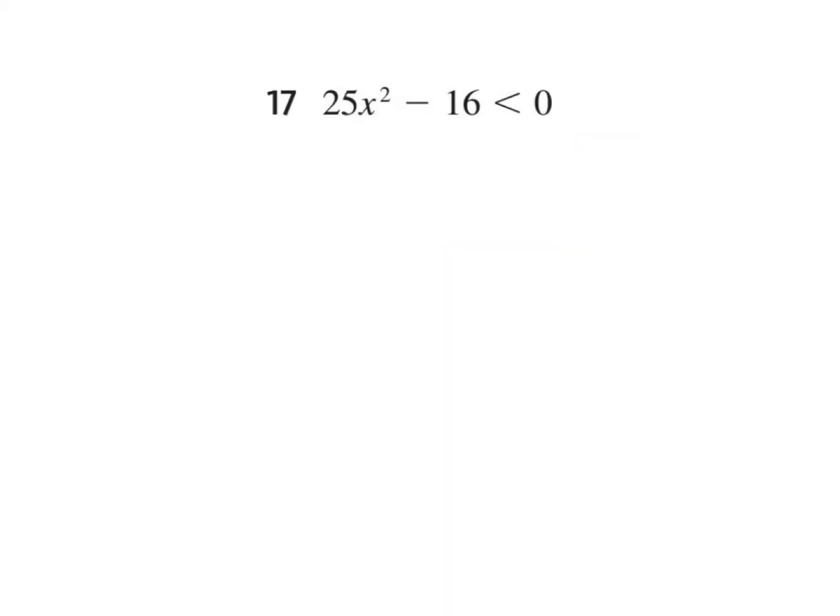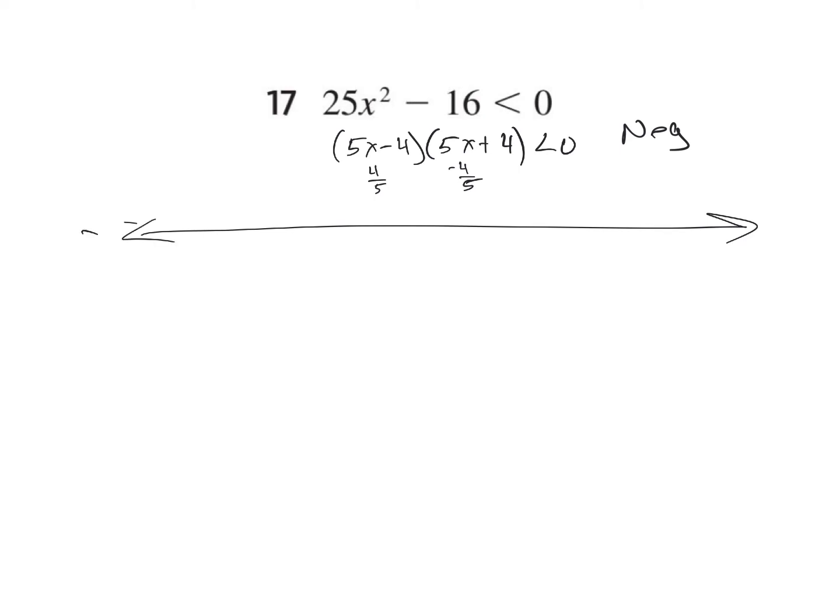17, same type of thing. This is the difference of squares: 5x minus 4, 5x plus 4. Less than 0, so we're looking for negative values. What makes this go to 0? Positive 4/5 or negative 4/5. Well, congratulations. You're going to have to get some weird answers here, or at least try some things if you don't know what you're doing. So negative 4/5, positive 4/5. We can use 0 in between them. All right, so no equal sign, so these are going to be open.